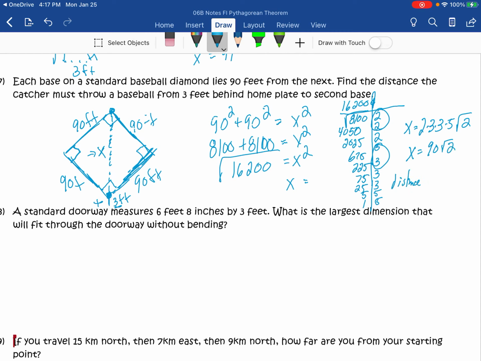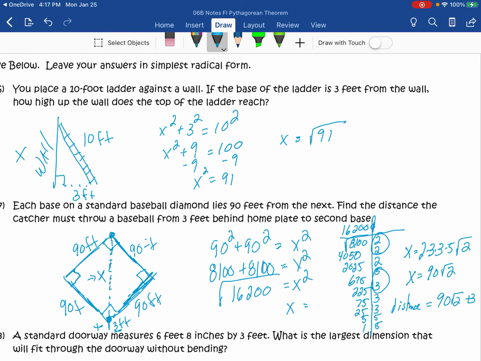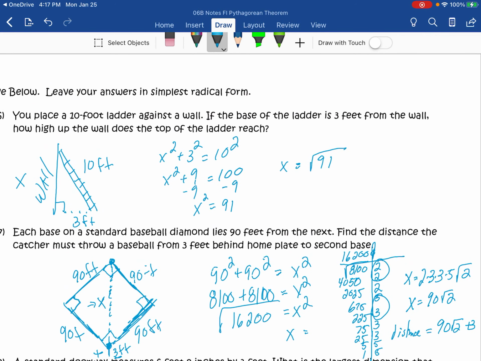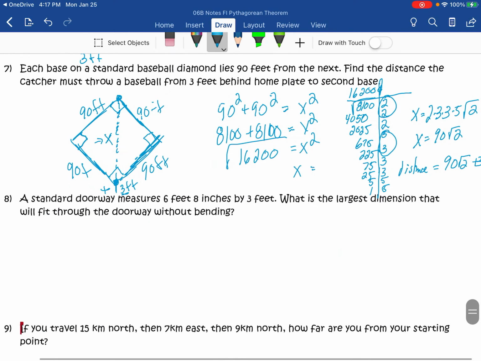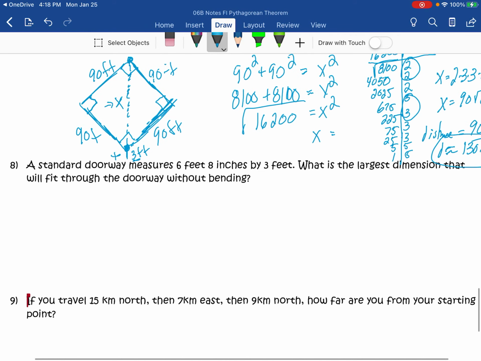But the distance, we could write it as 90 radical 2 plus 3 feet. Now, if I wanted that as a decimal, I'd multiply it out. So I'd do 90 times radical 2, and I'd add 3 to it. So my distance would be approximately 130.3 feet, if I were asking you to round to the nearest tenth.